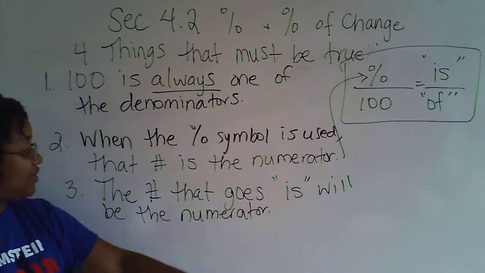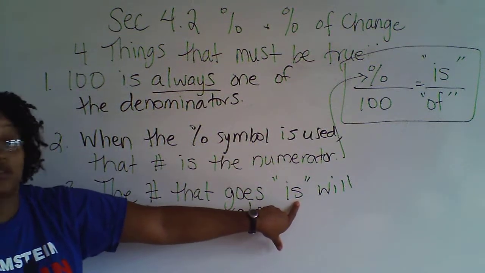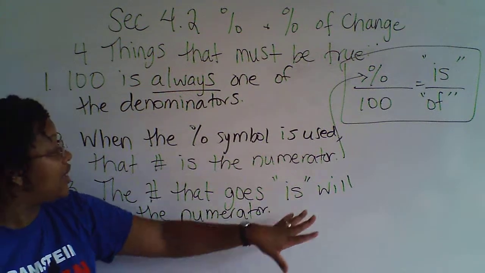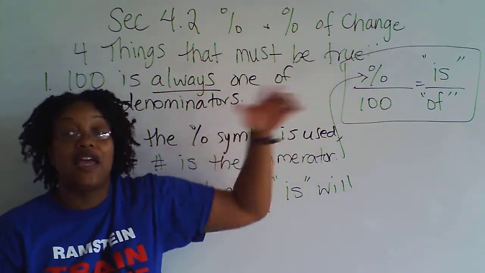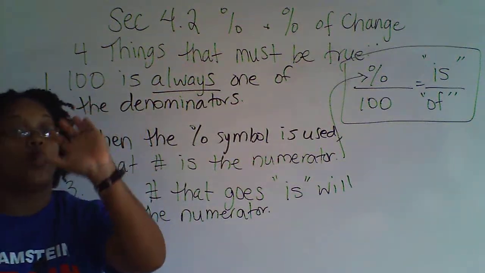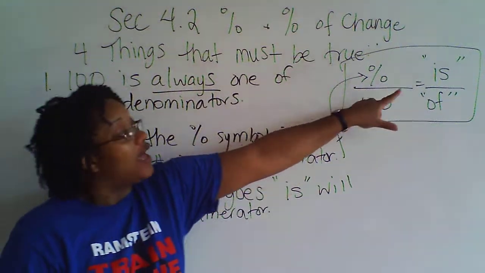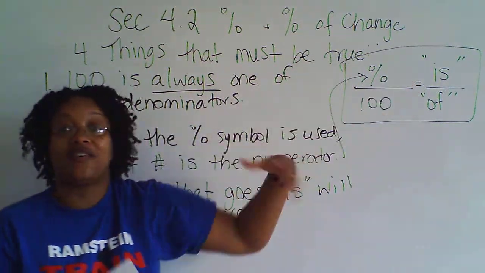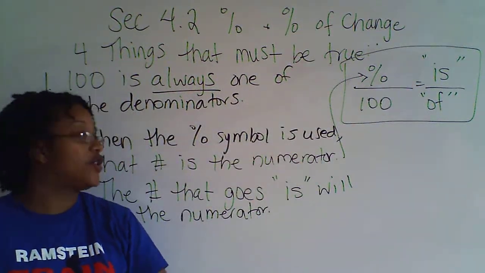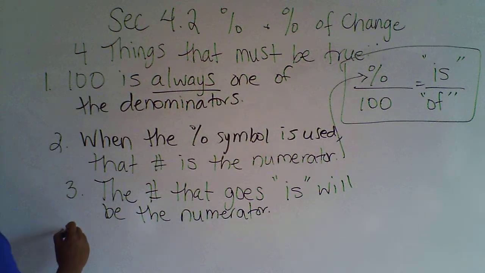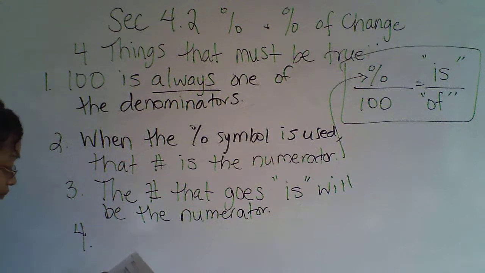So in that sentence, you're going to see the word is somewhere in there. The number that's associated with the word is the number that goes in your numerator. If they ask you the question, what is, that means that X will be in your numerator. If they say what is, that's what you're trying to figure out, so that's your unknown, so you put an X. And here's the fourth thing that we know that is true.